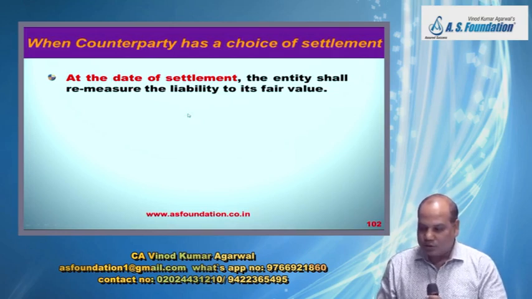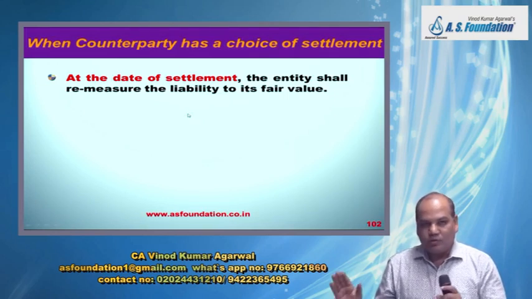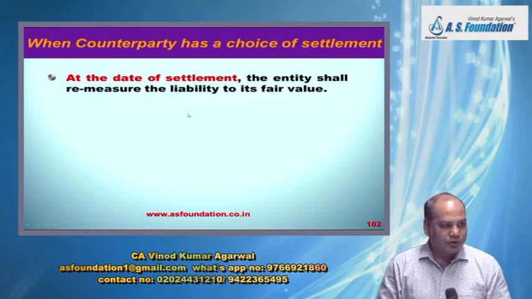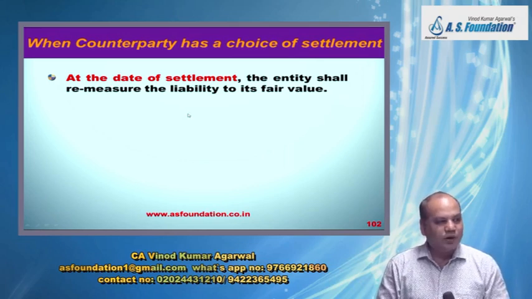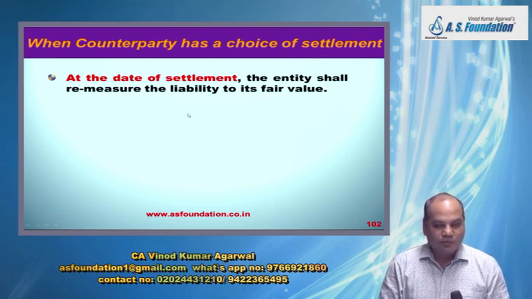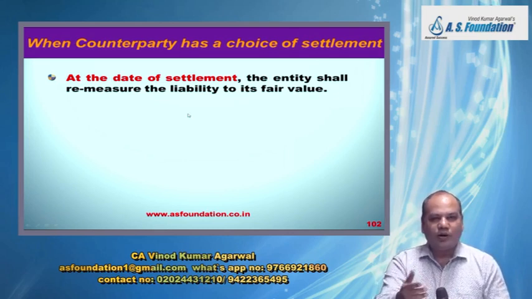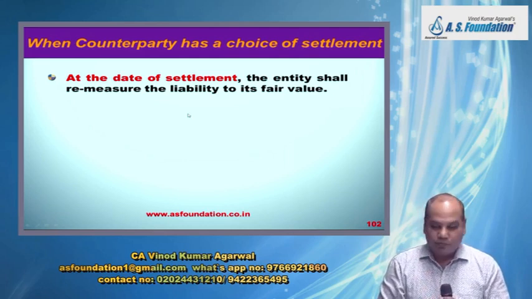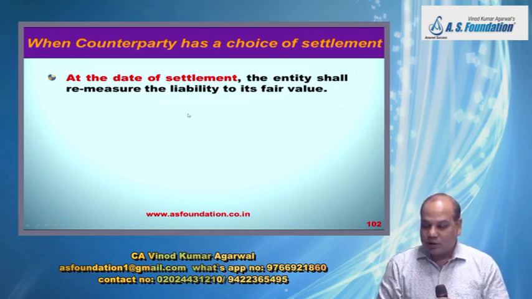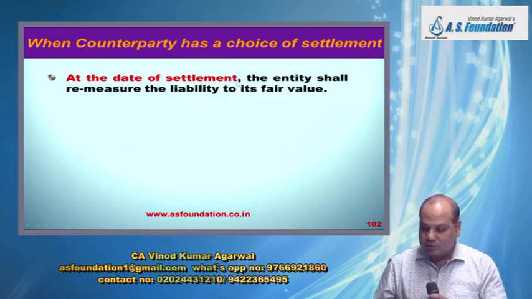With some example, this entire thing will become easier. Now the question is, how about the accounting? The other party has the choice. So how many accounts will I have to open in this problem? 3 accounts: employee benefit expense account, share based payment reserve account, share based payment liability account. Employee benefit expense, we are closing it every year, but 2 accounts are open: liability account and share based payment reserve account. At the date of settlement, liability will be remeasured again at fair value.